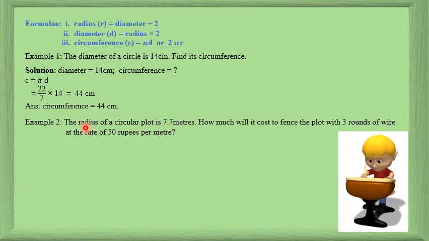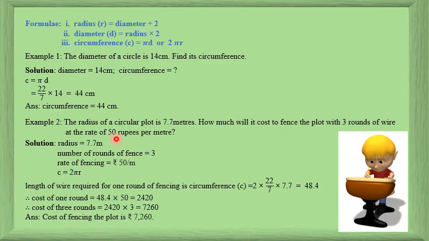Now here the radius is given, okay, and you need to fence around a circular plot. So fencing means you have to consider the circumference, correct? So once you calculate the circumference, you multiply it by 3, you'll get the 3 rounds value, and then that you multiply by 50, you get your answer. So first things first, write the data. All the data which is given, you write that.